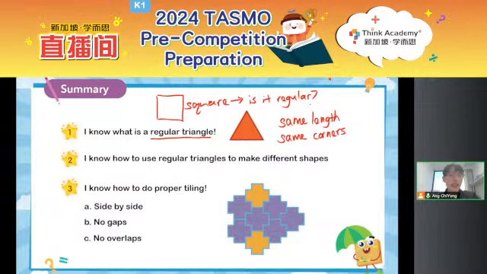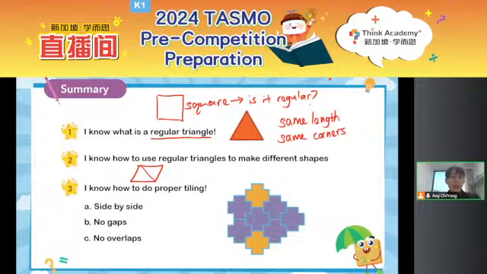For part 2, I know how to use regular triangles to make different shapes. So you can put the triangles side by side for this one here. This is actually called a diamond. Let me draw it properly. You can draw it like this. You can put 2 different triangles and put them together. You can get many different shapes. And lastly, I know how to do proper tiling.